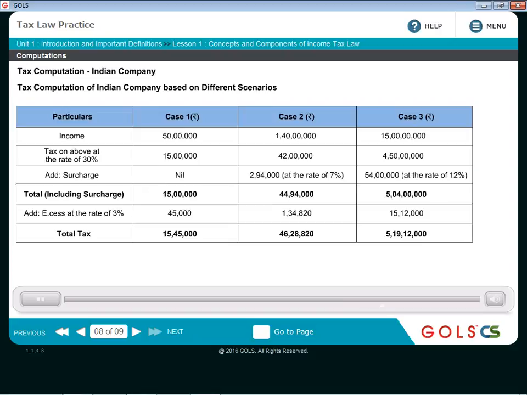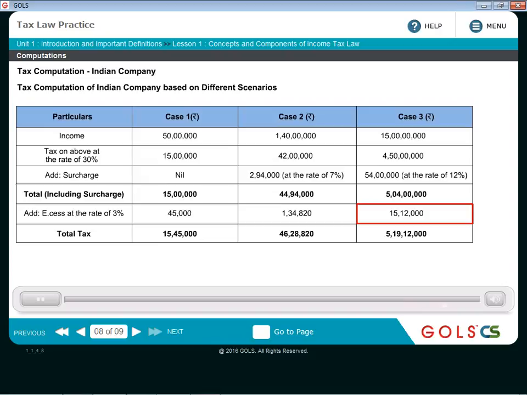So on 4 crore 50 lakhs you will apply the surcharge at the rate of 12%, which is 4 crore 50 lakhs into 12%, which is 54 lakhs. So the total tax including surcharge will be 4 crore 50 lakhs plus 54 lakhs, which is 5 crore 4 lakhs. In this we will add education cess at the rate of 3%, which will give us 15 lakh 12,000.